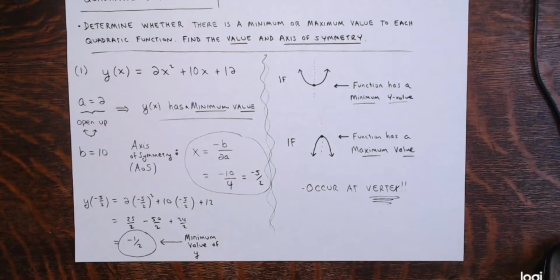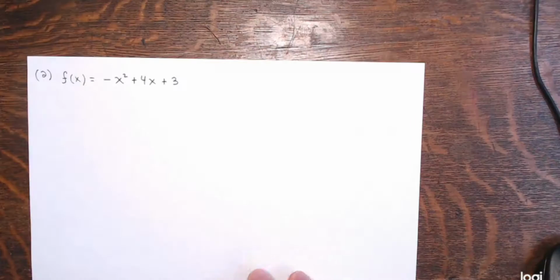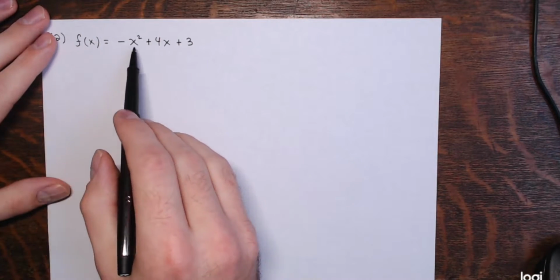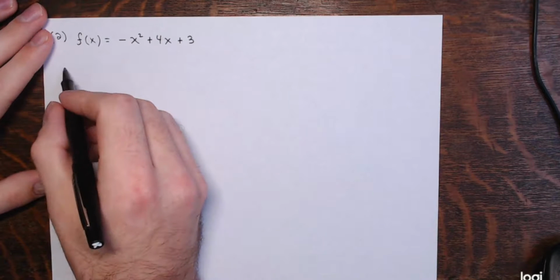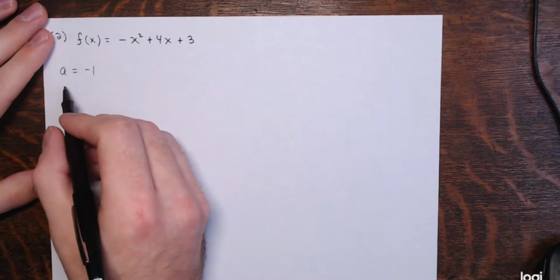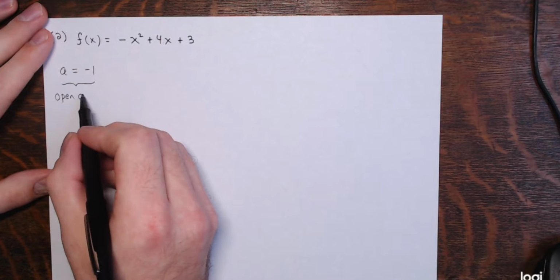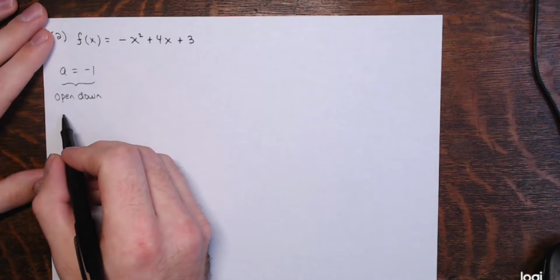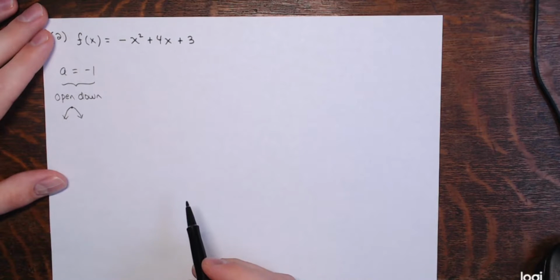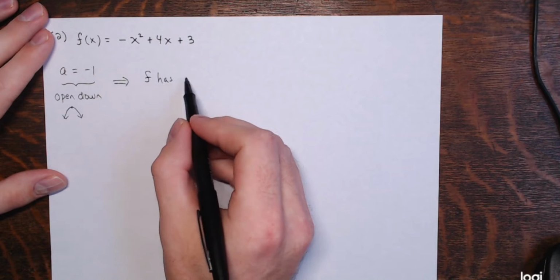Okay, so next example, very similar. Once again, I'm giving a function in general form, y equals ax squared plus bx plus c, where a is negative 1, right? The coefficient on the x squared is negative 1. So this tells me the parabola is going to be opening down, right? It's a negative lead coefficient, so like this. So the vertex will be the highest point, right? That means that this function, f, has a maximum value.